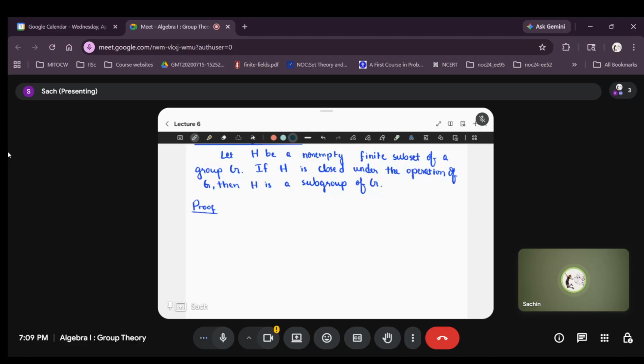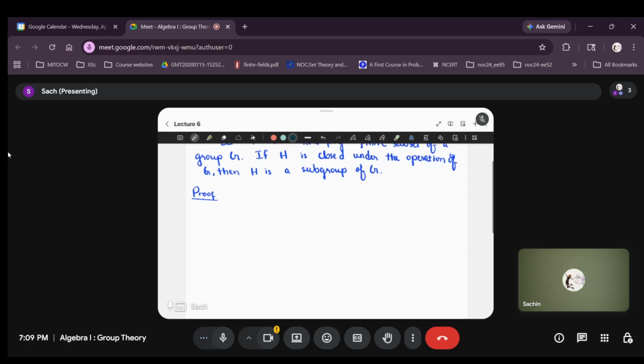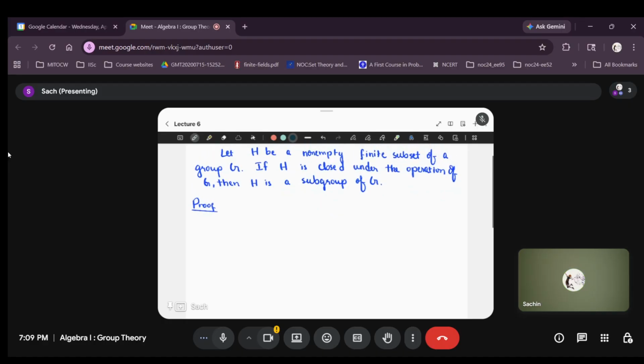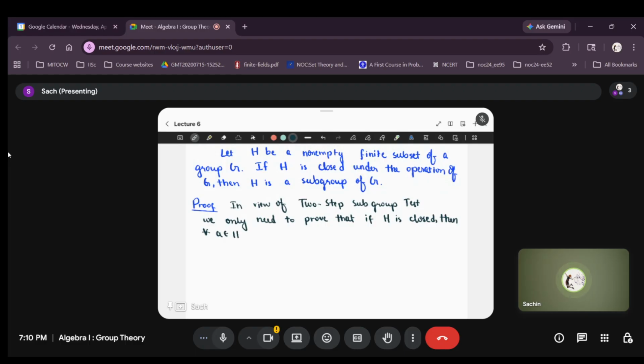First thing that we can get out of the way is, in view of the two-step subgroup test, we only need to prove that if H is closed, then for all a in H, a inverse belongs to H. That's what we have to show.